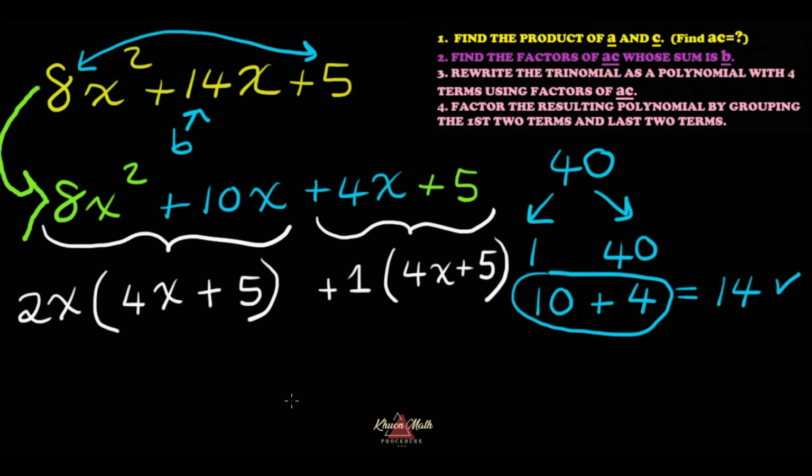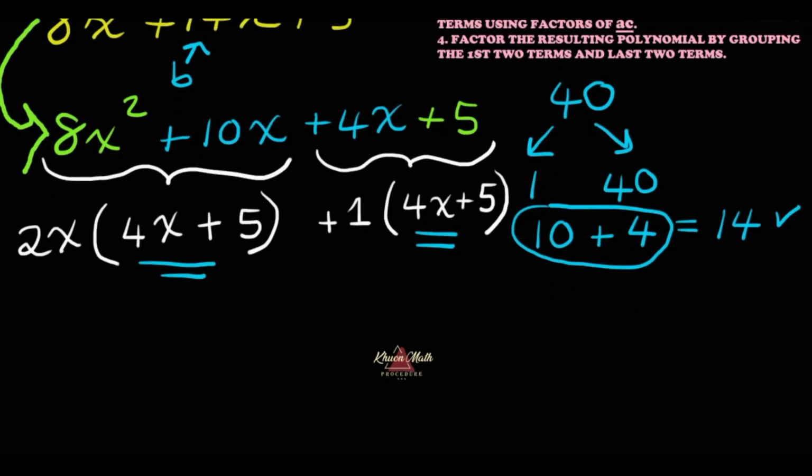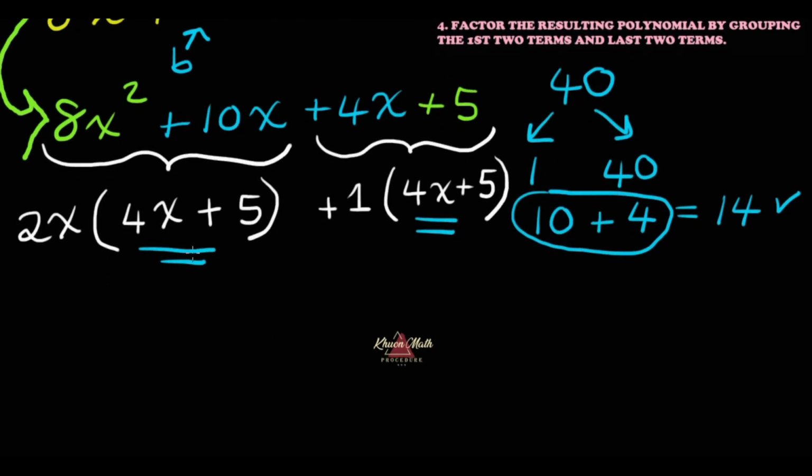Okay, so now if you look at this polynomial, it's a binomial. As you can see, you have a 4x plus 5 here, and you have a 4x plus 5 here. Okay, those happen to be your common factor. So what we're going to do here is pull those out. So you're going to pull out the 4x plus 5.